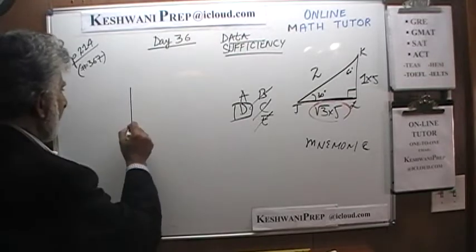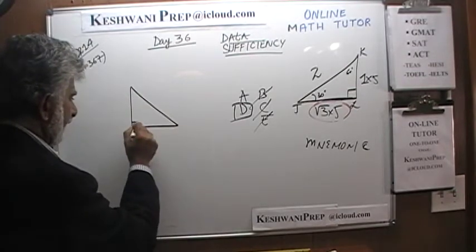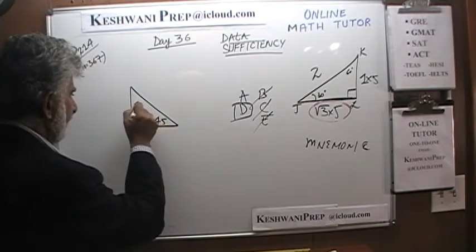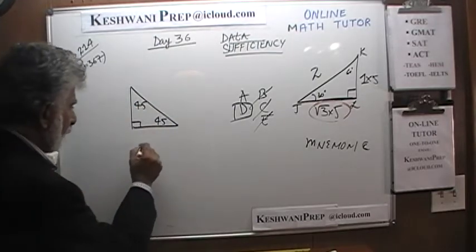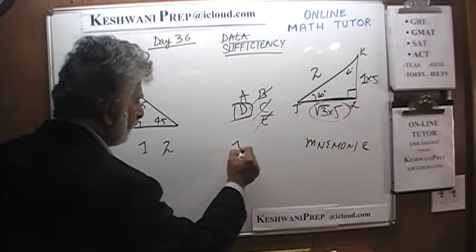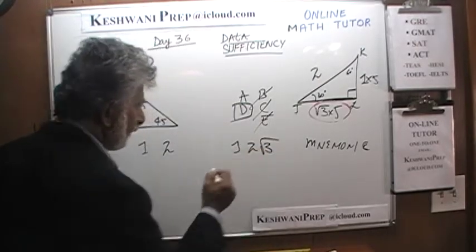The same trick applies in a 45, 45, 90 angle. I use the same thing. Here's 90, here's 45, and here's 45. I see two different kinds of angles, 45 and 90. So I write down 1 and 2. Just like here, you write down 1, 2, and 3, and you put a root sign on the last one.